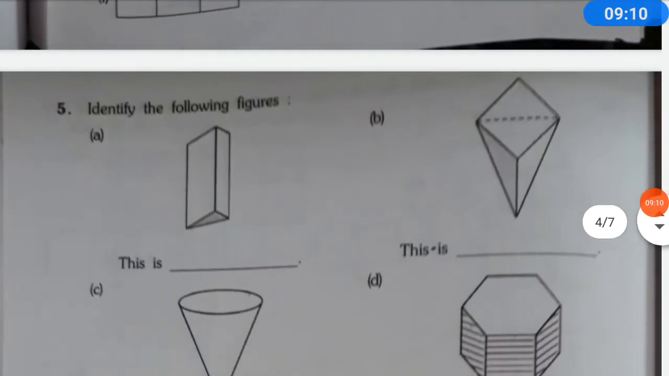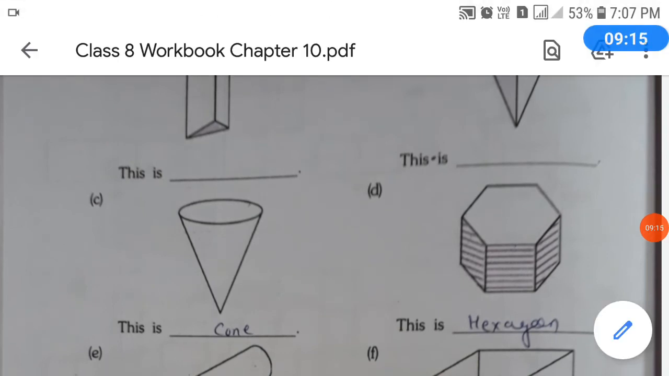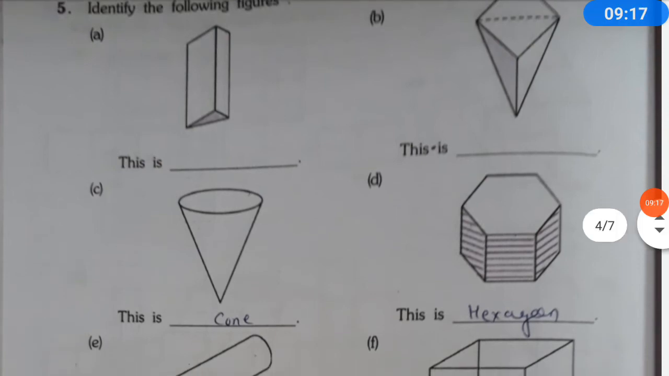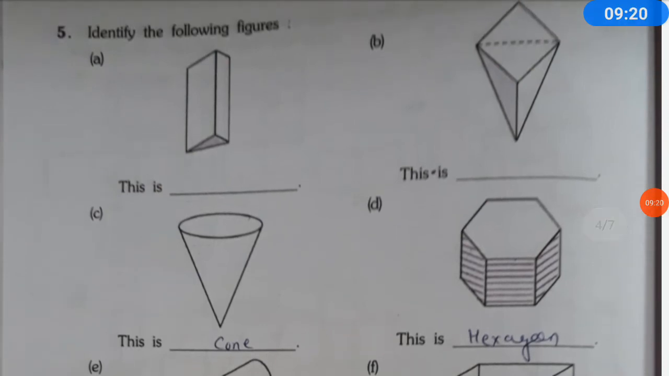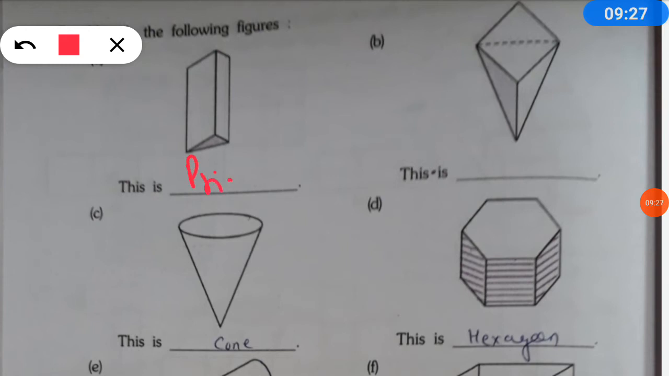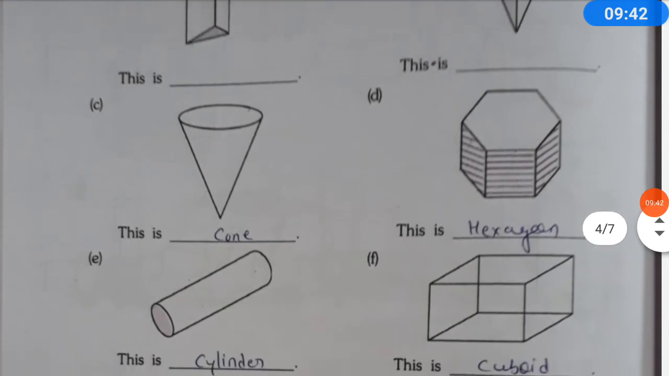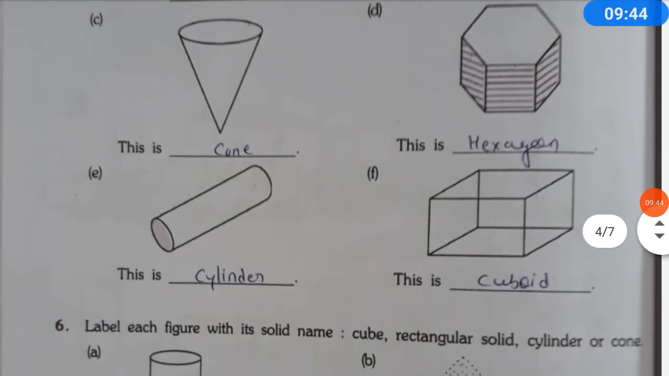Okay, moving toward the next question, identify the following figure. Okay, what you have to do, identify the following figure. So in this you have to identify which shape it is. You can consider it as a prism, this one as a pyramid, this one as a prism, this one is a pyramid, this one is a cone, here it will be a hexagon. Clear? Understood? What is the first? First one is a prism, second one is a pyramid, C is the cone and D is a hexagon.